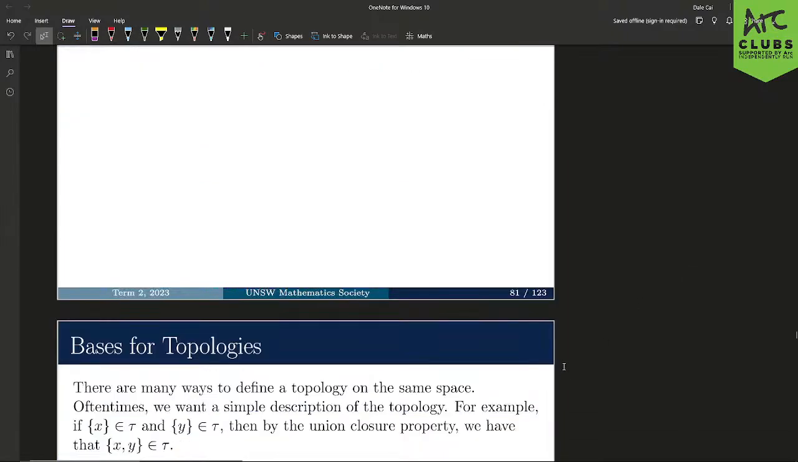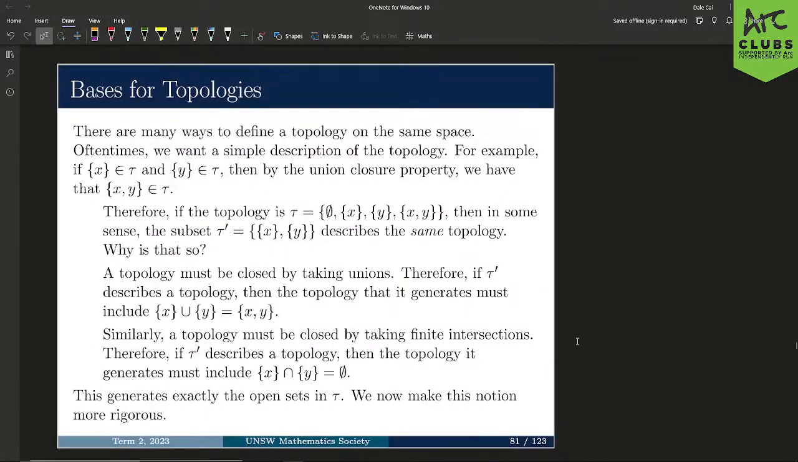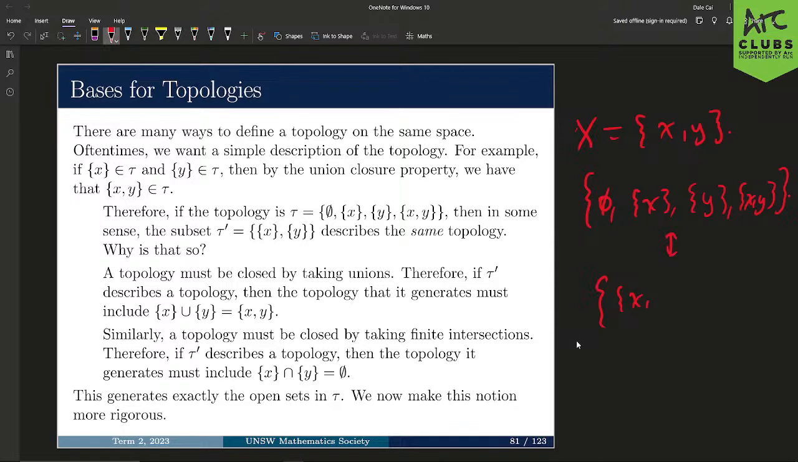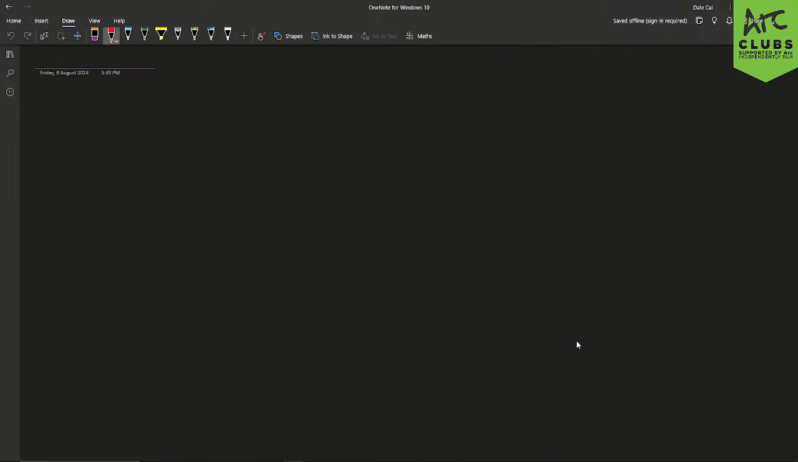Okay, now we're going to talk about bases. Let's just skip to see what they have to say. Okay, so there's a bunch of ways to define a topology. For example, if we have this and we want a topology on it, then what we can have is the empty set, x, y, and xy. But this is kind of the same thing as just x and y, because to make a topology out of this, we need to be able to take finite intersections, which gives us the empty set, and take, oh, sorry.